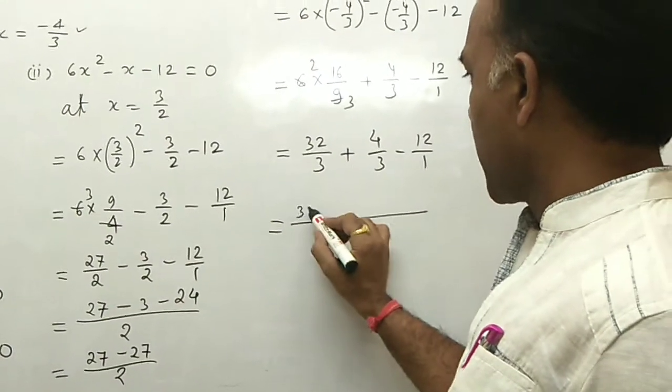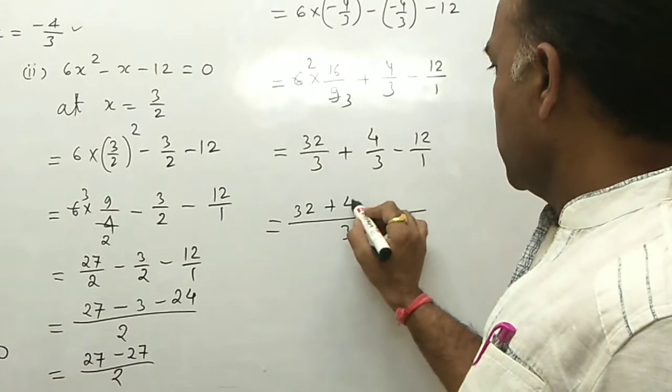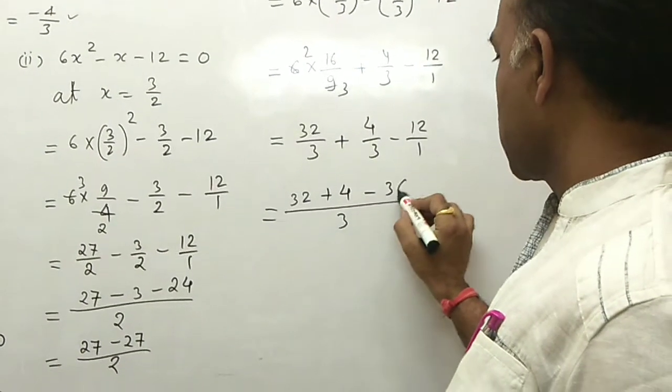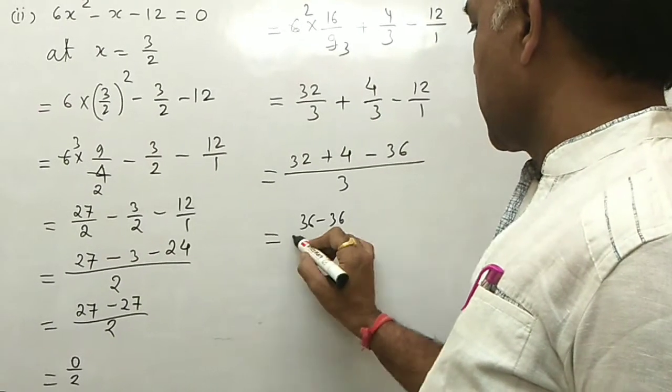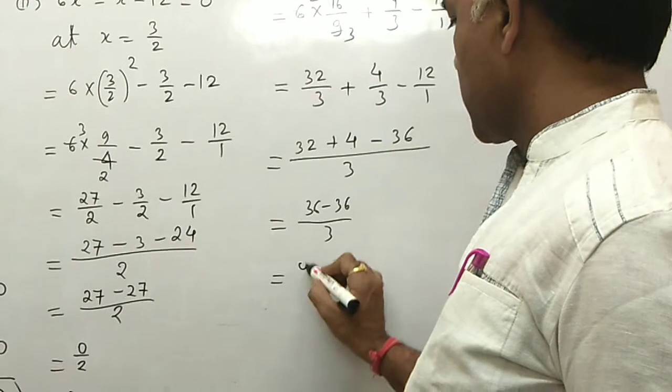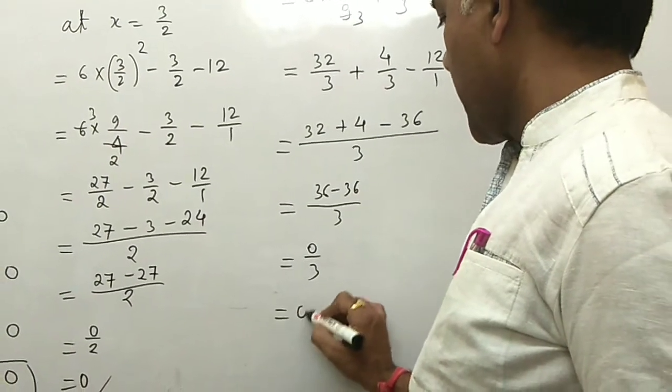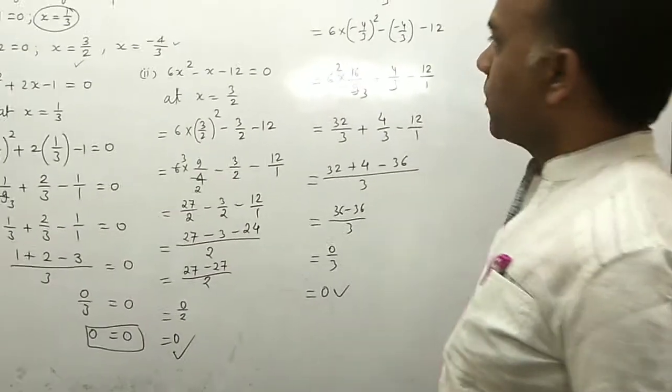So 32 you put as it is, plus 4 and minus 12, 3 is 36. So again we have 36 minus 36 upon 3, which is 0 upon 3, and now we have 0. Okay, so this is also a part of solutions.